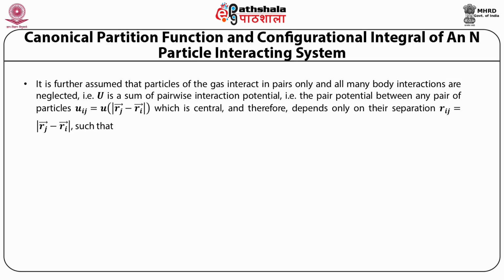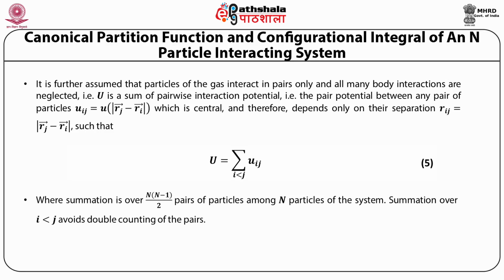which is equal to modulus of r_j minus r_i, such that capital U is equal to the sum over i less than j of small u_ij, where the summation is over n times n minus 1 upon 2 pairs of particles among n particles of the system. Summation over i less than j avoids double counting of the pairs.